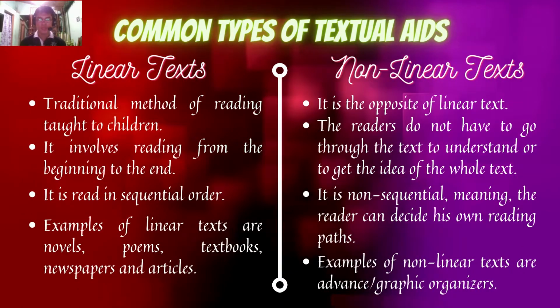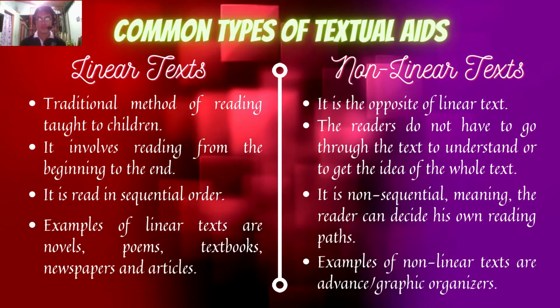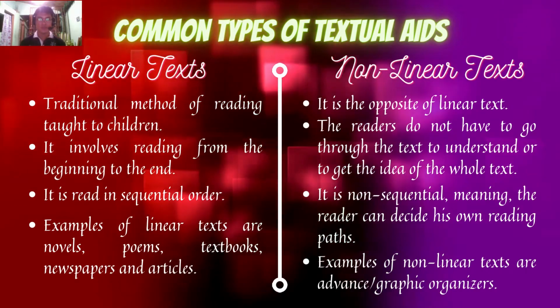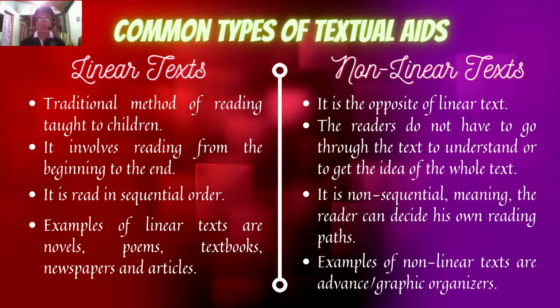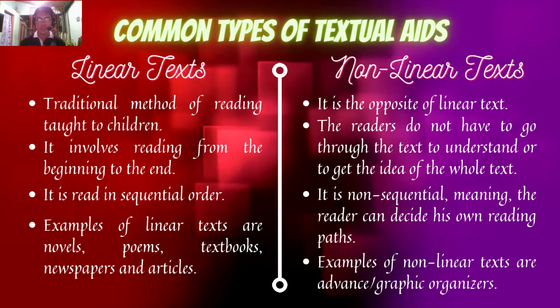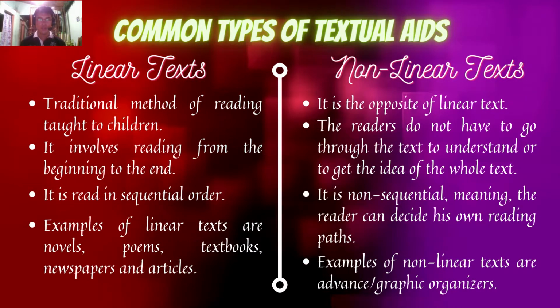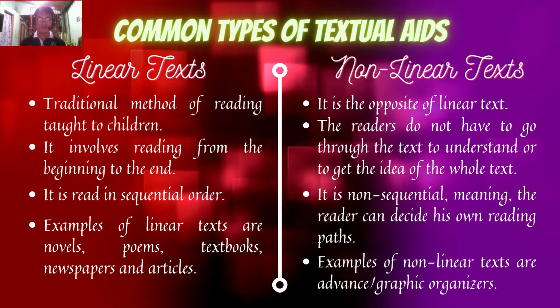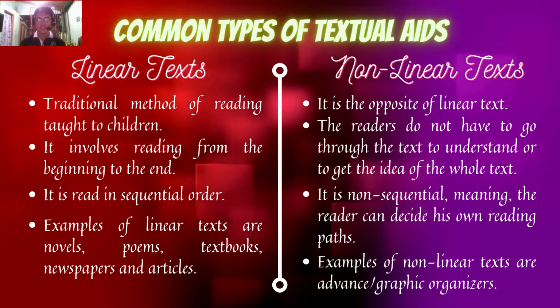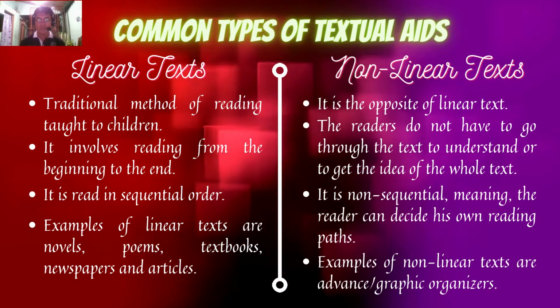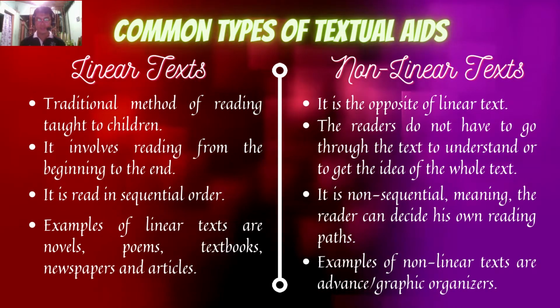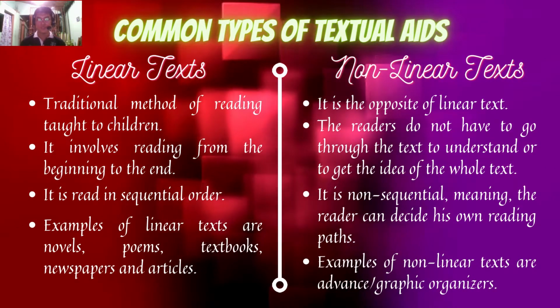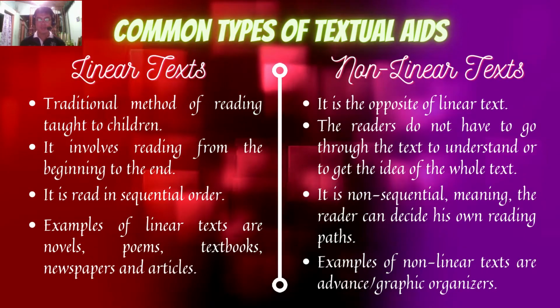And for the background information, let us distinguish the two common types of textual aids. First, we have the linear text. It is a traditional method of reading taught to children. It involves reading from the beginning to the end. It reads in sequential order. Examples of linear text are novels, poems, textbooks, newspapers, and articles.